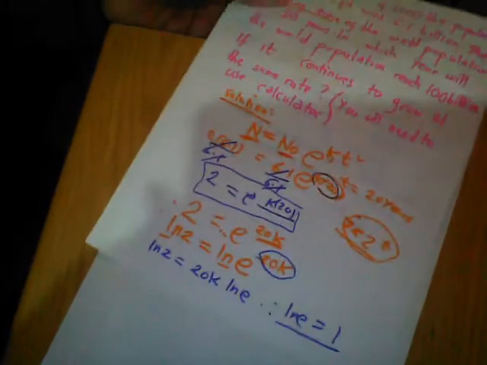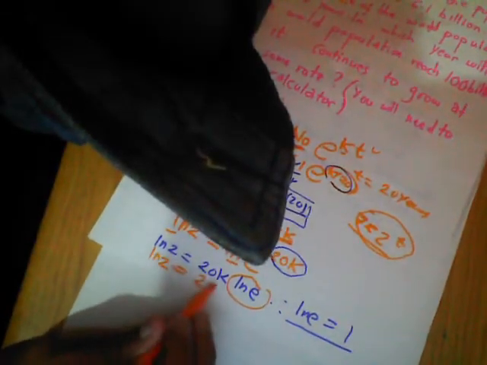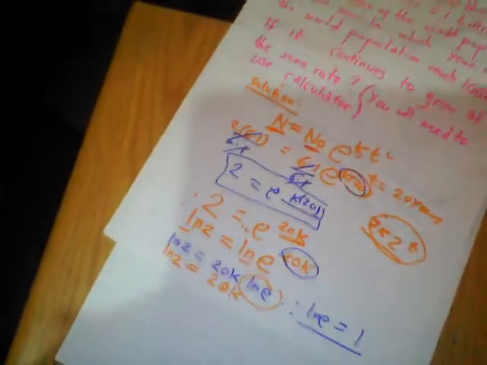Okay, so now we continue. This one here is equal to 1, so we only have ln of 2 equal to 20k. That's what we're left with, so I can get my k there. So ln of 2 equal to 20k.